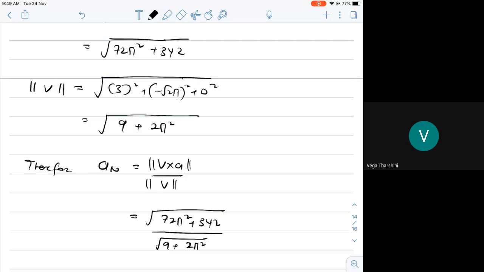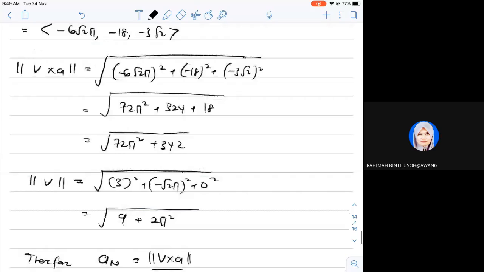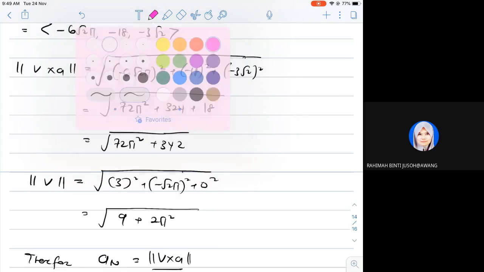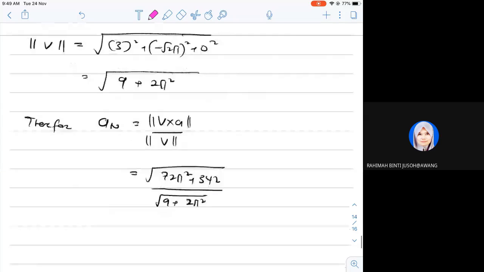Madam, that one is 324. Then she added 18, 18 squared? Why 18 squared? Wait, it became 9. 3 squared is 9, right? Oh, okay, madam, sorry. Is it correct? Yeah, correct. Okay, thank you very much.